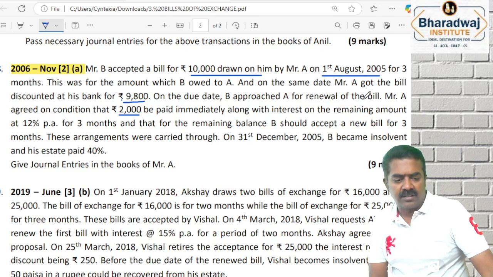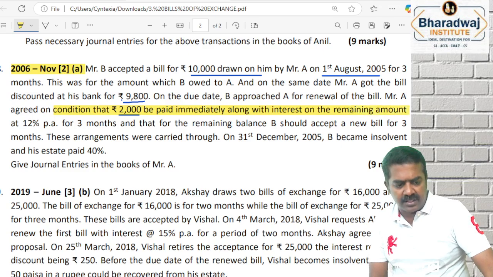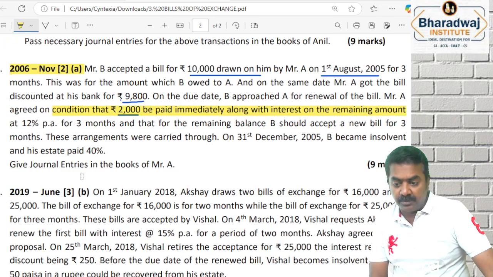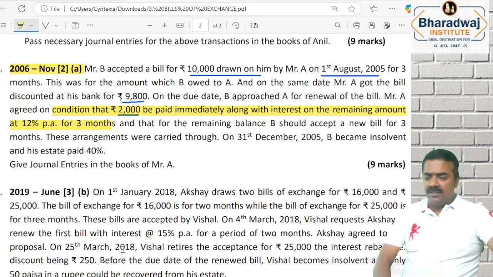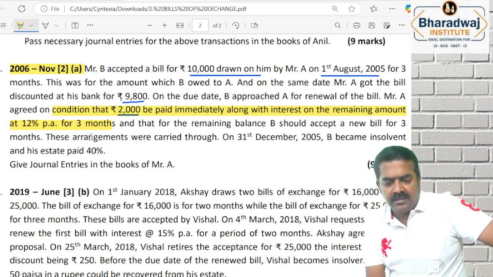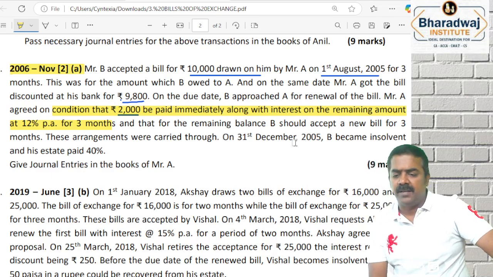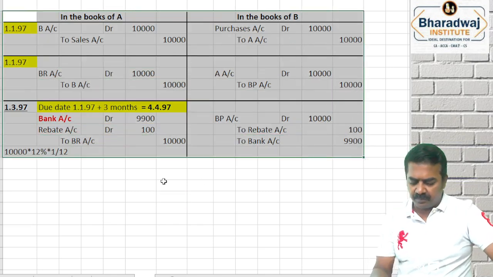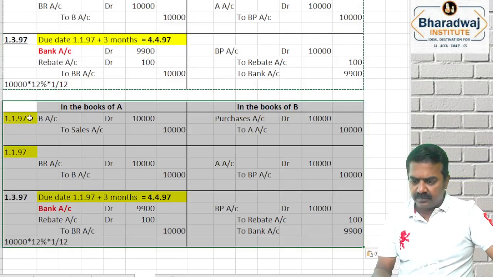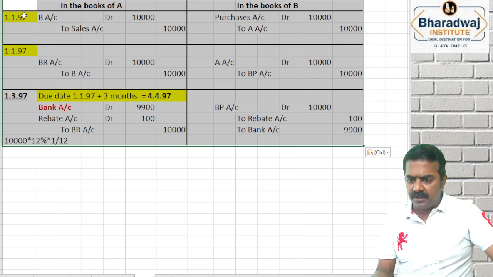No. What are they saying? What is the condition? You pay 2,000 rupees plus interest for the remaining amount together. Interest also should be paid immediately. Okay. Then for the remaining balance, you should accept a new bill. New bill for how many months? 3 months. These arrangements were carried out. On 31st December he became insolvent. Pass entries in the books of what? A is asked, but we'll do it in the books of both parties. It is classroom learning. Both the parties. Start. In the books of A and in the books of B.